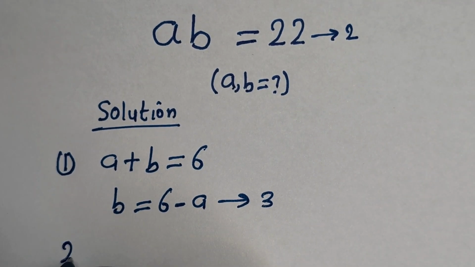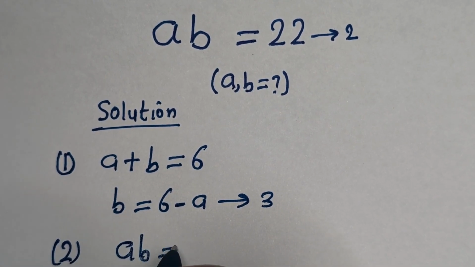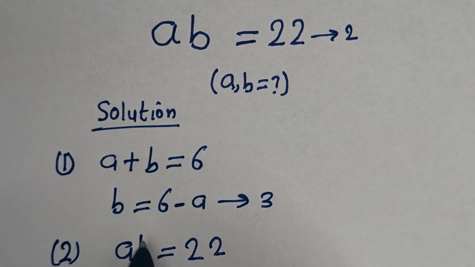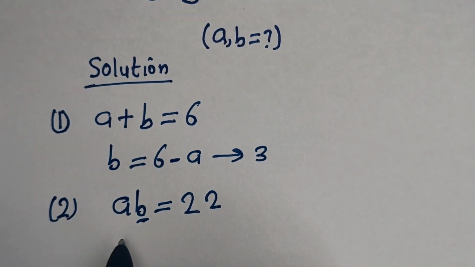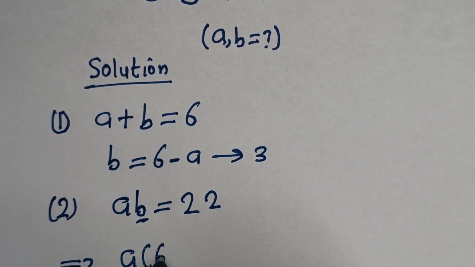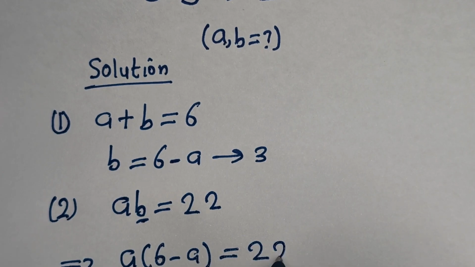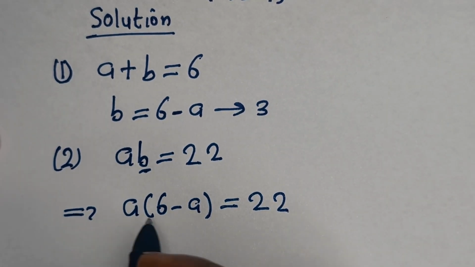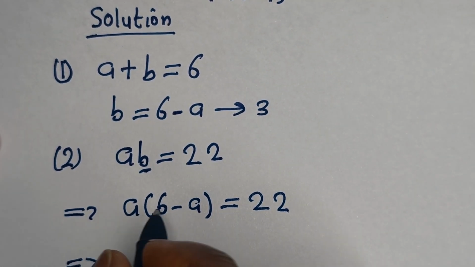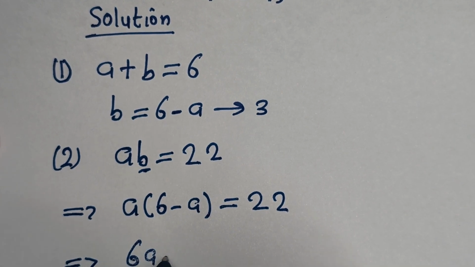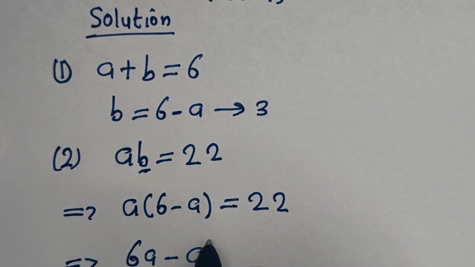Also from equation 2, ab is equal to 22. Now we can substitute for b, which is 6 minus a. This is a(6 minus a) is equal to 22. Let's open the bracket. a multiplied by 6 is 6a, minus a multiplied by a is a square, is equal to 22.